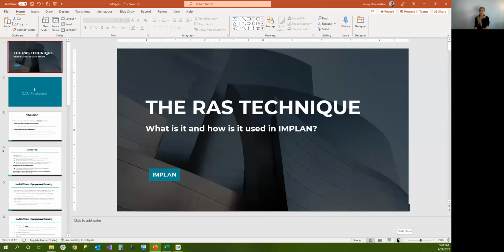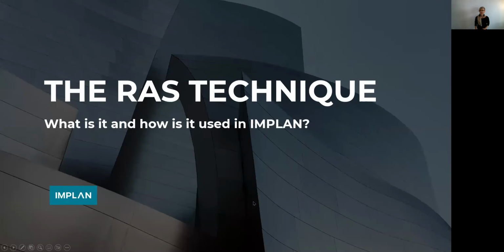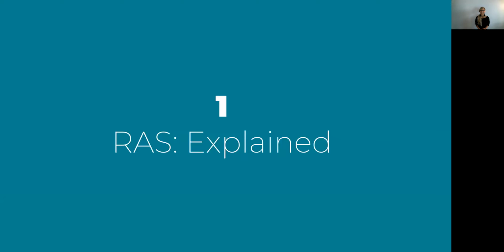So without further ado, I'm going to share my screen and start a presentation. We'll talk a little bit about what the RAS technique is, how it is used, particularly as it pertains to IMPLAN, a couple of important things to note about the RAS technique, and then we'll do an example in Excel. Okay, so before we get started, I just want to mention that RAS is not an acronym. Those letters refer to the variables when the RAS technique is written out in equation form.